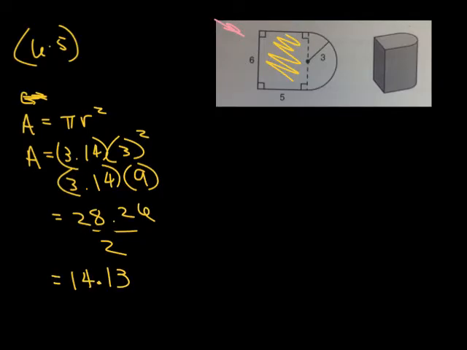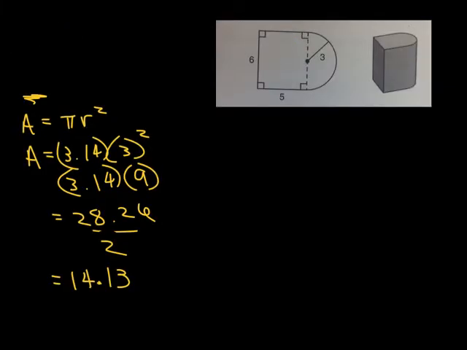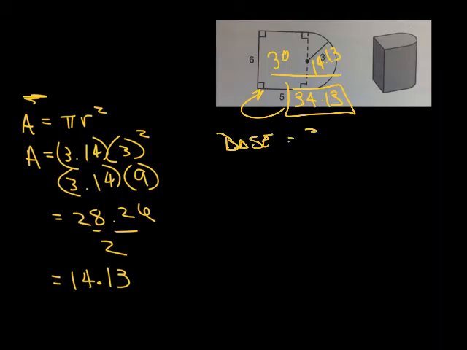So we have 14.13 right here, and this one is 30. And when we add those together, we get 34.13 for the total area of this base. And we also have the top. So the base is 34.13 and the top is 34.13. So we're going to have to add those together.